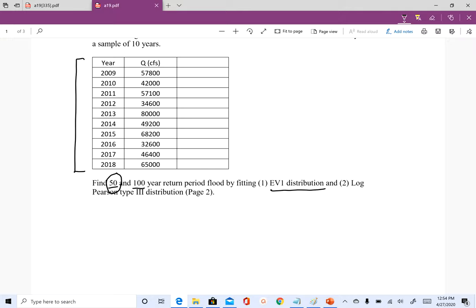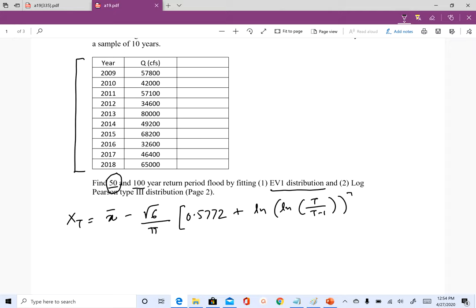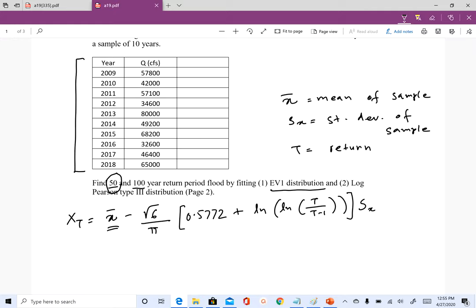So the expression that we have for EV1 is XT is equal to X bar minus square root of 6 divided by pi, and then 0.5772 plus natural log of T over T minus 1, and the whole thing is multiplied by the standard deviation. Okay, so X bar here is the mean of sample, which will be the mean of our Q annual maximum series, and SX is the standard deviation of sample. And T is the return period. So instead of XT, I'm just going to say QT here.